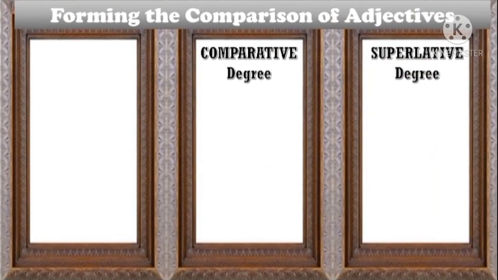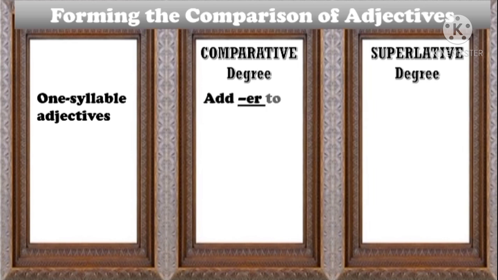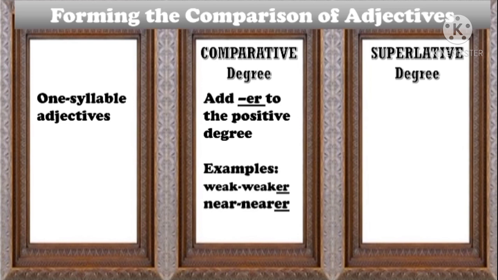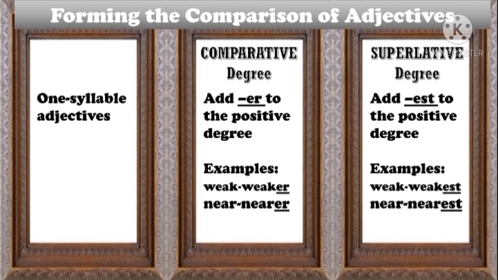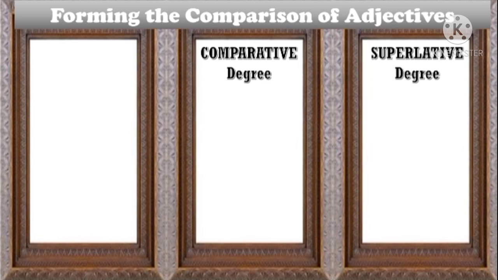Here are some rules in forming the comparison of adjectives. Comparative and superlative degree have different rules to follow. The first one is one-syllable adjective. In comparative degree, add er to the positive degree. Examples: weak becomes weaker, near becomes nearer. While in superlative degree, add est to the positive degree. Examples: weak becomes weakest, near becomes nearest.